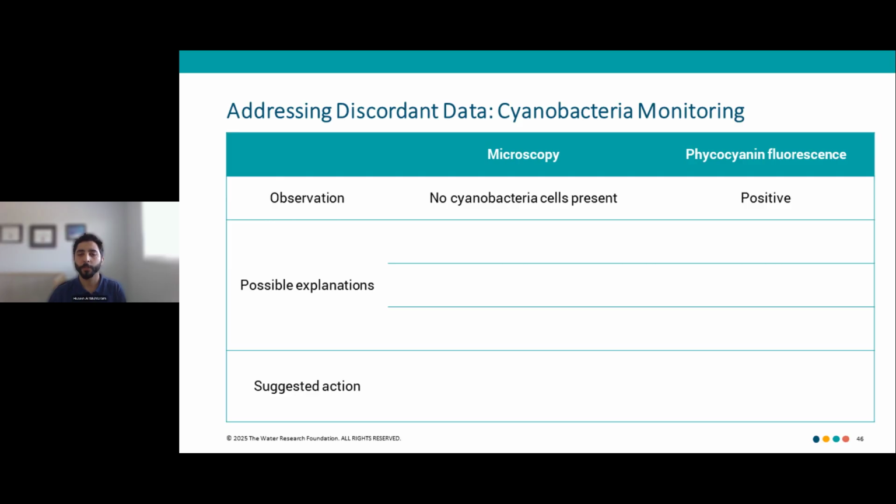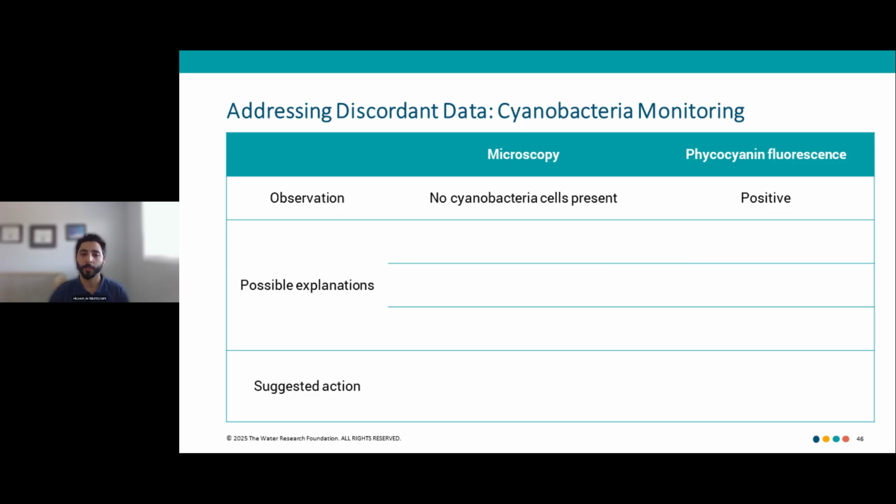So let's have a look at a couple of quick examples. The first one, if we're monitoring for cyanobacteria cells, and we've got two methods. We have an observation by microscopy where no cyanobacteria cells are present in the sample that was sent to the lab, versus we have, let's say, a phycocyanin algae probe, which says that there is a positive measurement of phycocyanin greater than the baseline in our sample, which would indicate that cyanobacteria cells are present. So how do we reconcile this apparent contradiction?